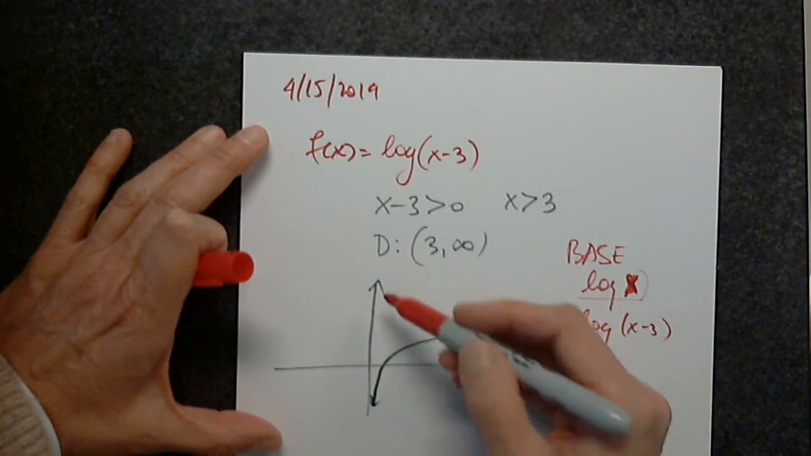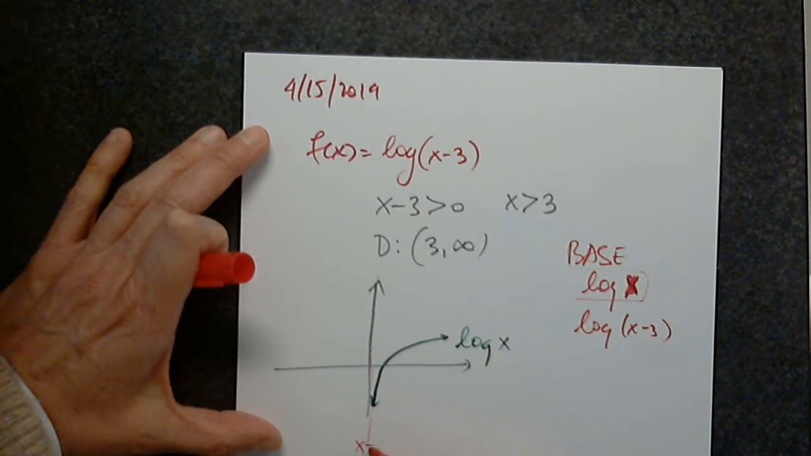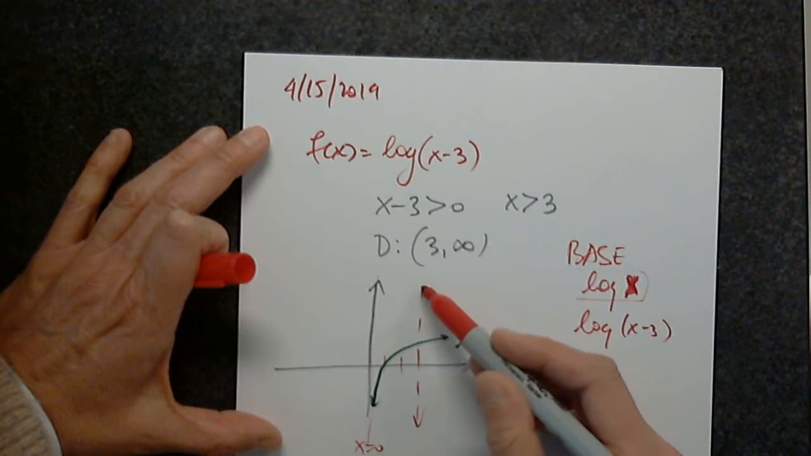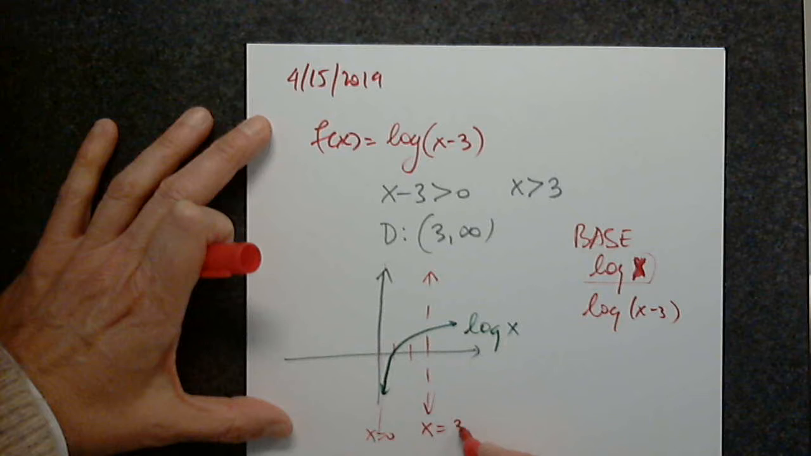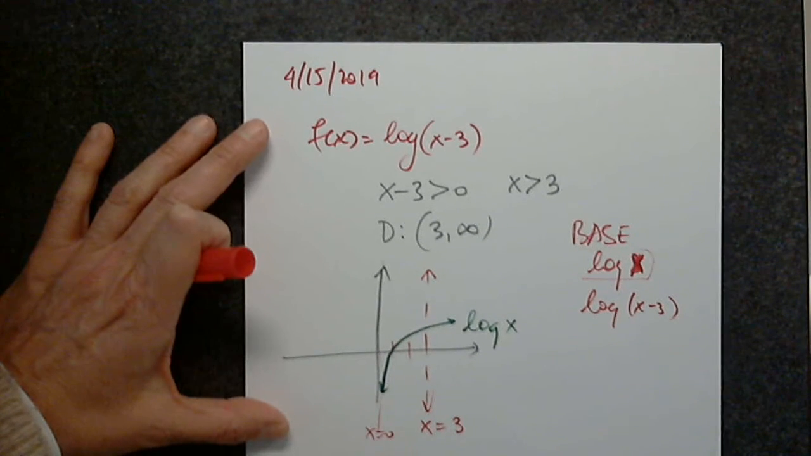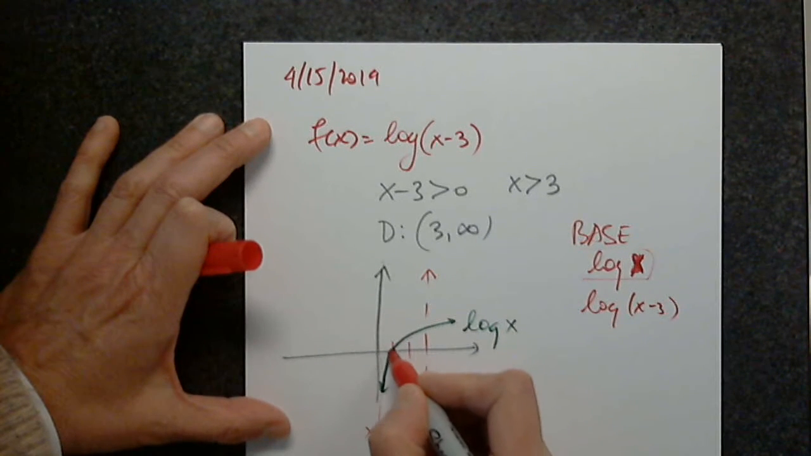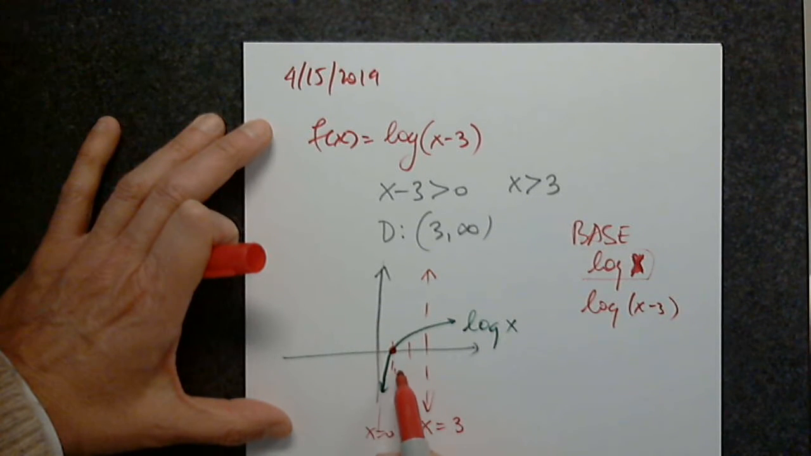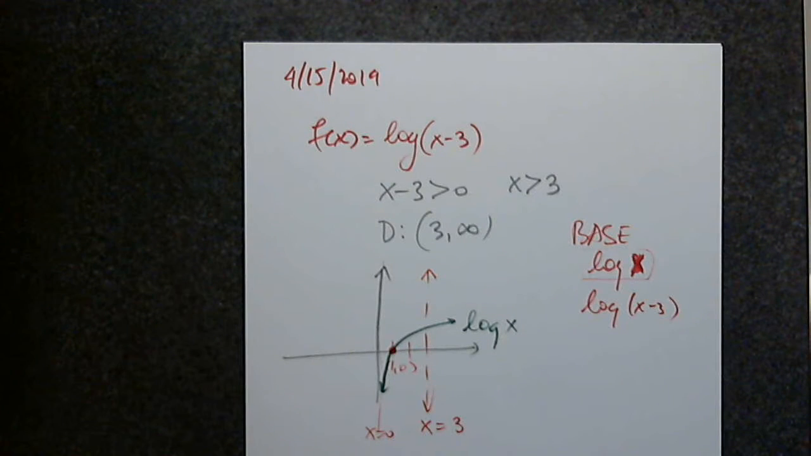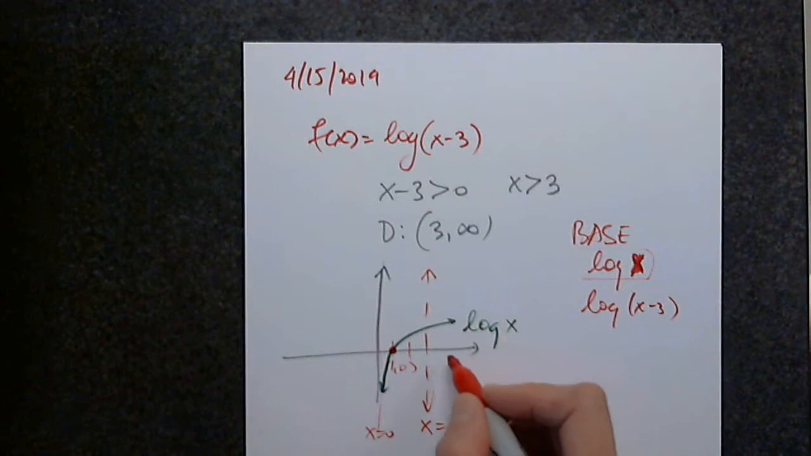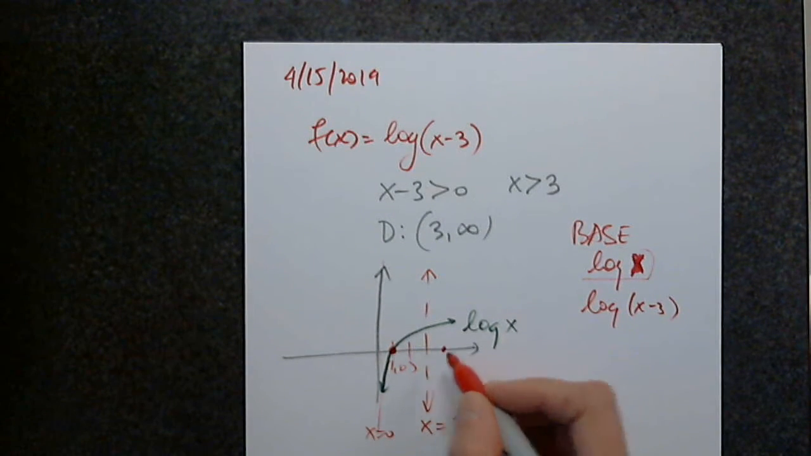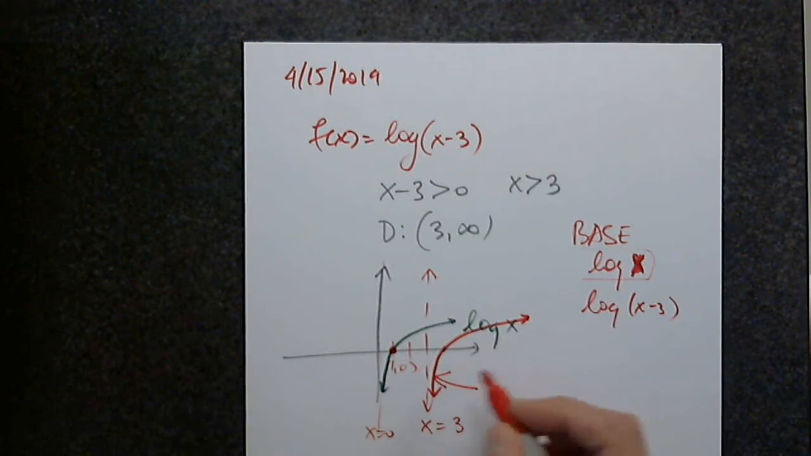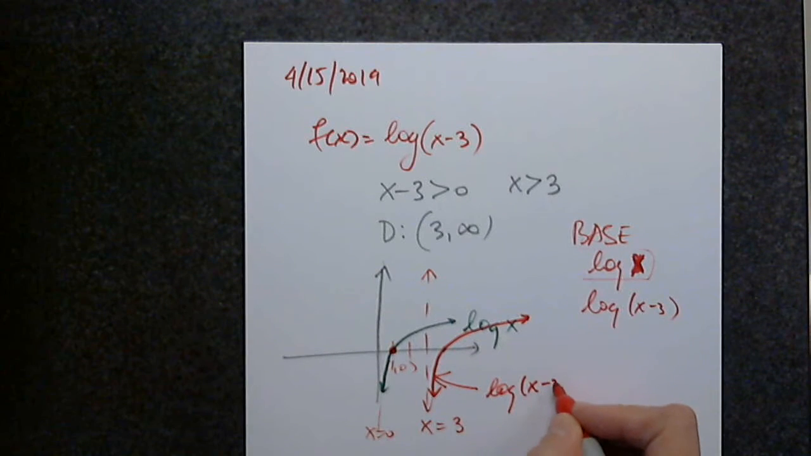Exactly, which means that this vertical asymptote moves 1, 2, 3. So now the new function has x equals 3 as a vertical asymptote, and this point must move 3 to the right. This point is at 1, 0. Where will it move? Exactly. So this is the graph. This, the red graph, is log x minus 3.